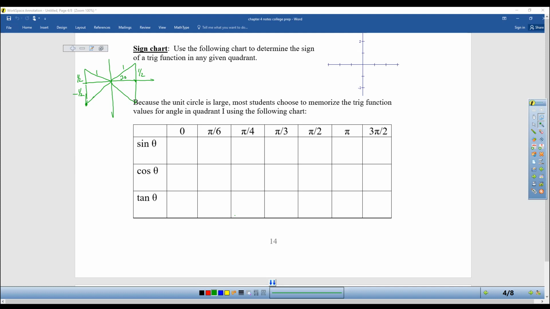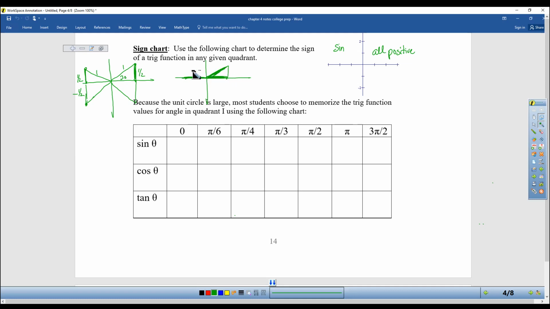So instead, we make a sine chart, and this will just help you at a glance know if the answer is going to be negative or positive. So first of all, all the functions are positive in quadrant 1. All positive. In quadrant 2, just the sine is positive because it depends on the y value, and the y value is positive. But cosine is adjacent over hypotenuse.